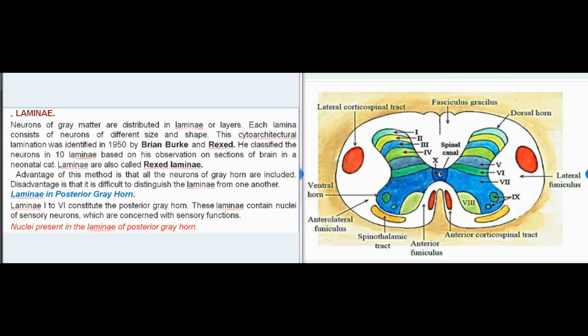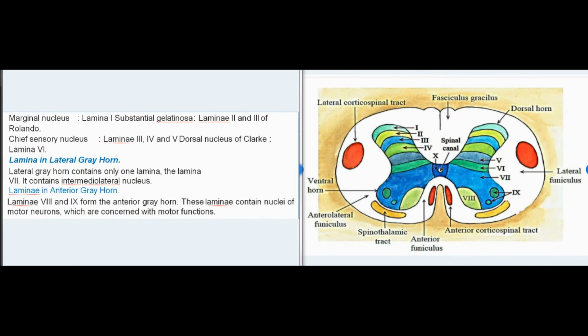Laminae in posterior gray horn. Laminae 1 to 6 constitute the posterior gray horn. These laminae contain nuclei of sensory neurons, which are concerned with sensory functions. Nuclei present in the laminae of posterior gray horn: marginal nucleus, lamina 1; substantia gelatinosa of Rolando, laminae 2 and 3; chief sensory nucleus, laminae 3, 4, and 5; dorsal nucleus of Clark, lamina 6. Laminae in lateral gray horn. Lateral gray horn contains only one lamina, the lamina 7. It contains intermediolateral nucleus.